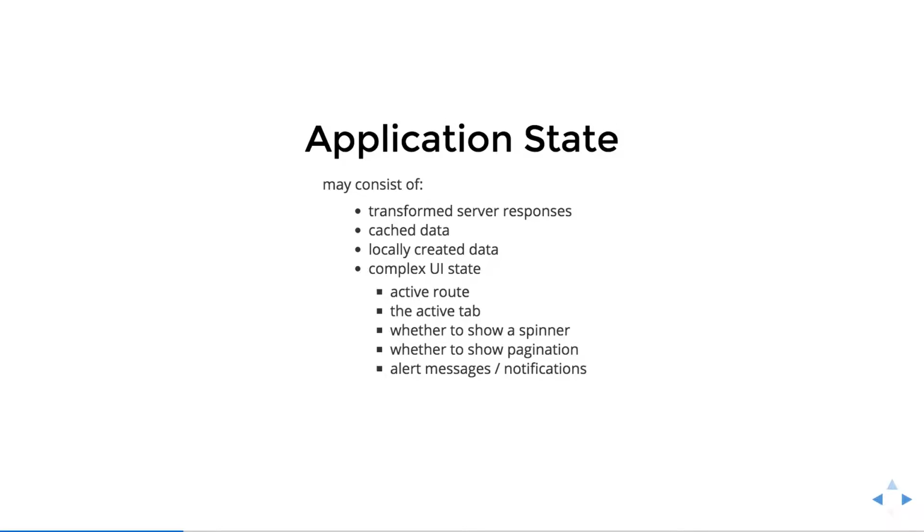So it also can include some more of the complex UI state, right? So for instance, if you're doing client-side routing, potentially you can keep that in this state. If you have a tabbed interface and you want to not only define what the tabs are, but which one of the tabs is active, that would also be done within this type of state. Whether to show a spinner, to show pagination, any alert messages or notifications that you want to display to the end user. This is all the kind of state we're talking about. So I think I beat that to death.